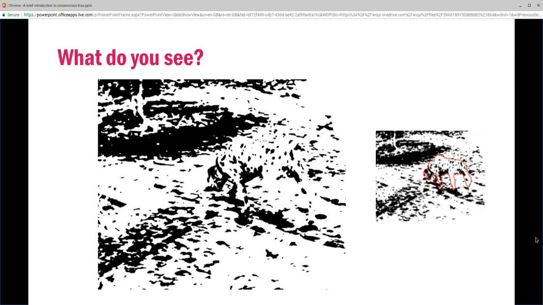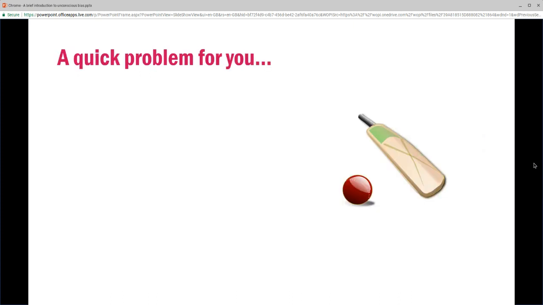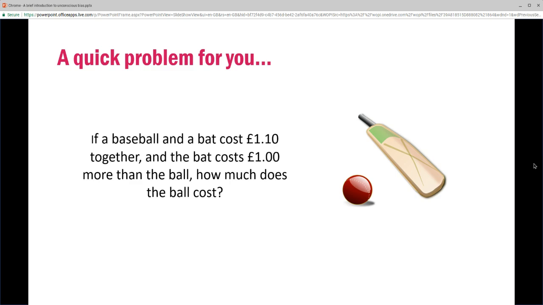Now, you're looking at this picture here and you might think, well, that picture's pretty ambiguous. Surely we don't make those same kind of assumptions when we have objective data. Well, I've got another problem for you here. Have a look at this problem and tell me intuitively what you think the answer is. I'm going to give you 10 seconds to come up with your answer. If a baseball and a bat cost £1 10p together and the bat costs £1 more than the ball, how much does the ball cost? Now, no calculators, just intuitively, the first answer off the top of your head.